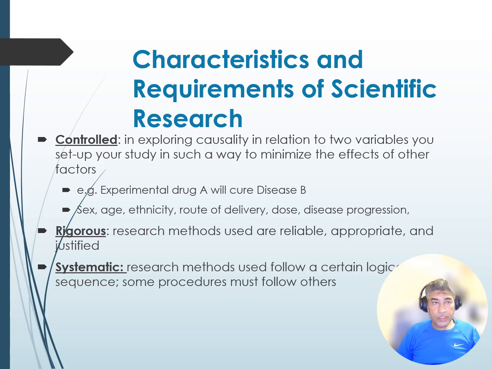So, what are the characteristics and requirements of scientific research? Scientific research is controlled. In exploring causality in relation to two variables, you set up your study in such a way as to minimize the effects of other factors. For example, experimental drug A will cure disease B, considering sex, age, ethnicity, route of delivery, dose, disease progression. It can be rigorous: research methods used are reliable, appropriate, and justified. Or it can be systematic: research methods follow a certain logical sequence. Some procedures must follow others.